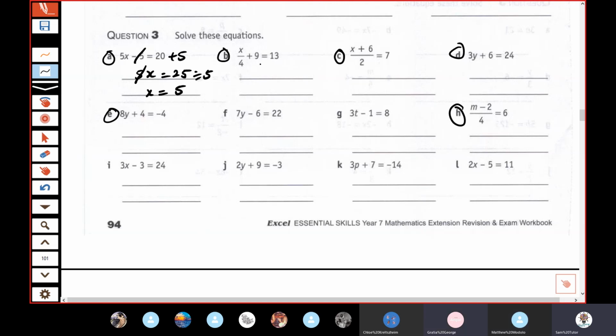Zara, next one. I got x divided by 4 equals 4, which means x equals 16. Times 4, x equals 16. Brilliant.